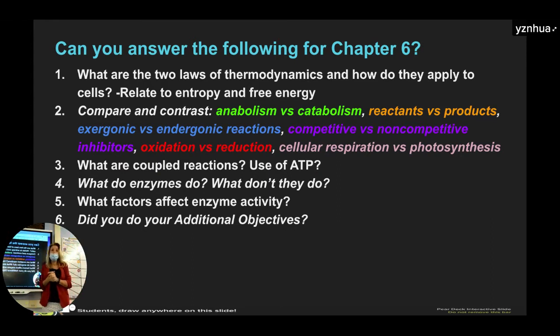So I know that's a lot of compare and contrast, but I just want to make sure you can keep them all straight. And then make sure you understand what a coupled reaction is and the use of ATP, and what do enzymes do, what don't they do, and what factors affect enzyme activity, and then don't forget to do your additional objectives. So take just a minute and tell the person next to you which of these items listed here are your biggest concerns that you want to make sure I review today. Go ahead, have that discussion.